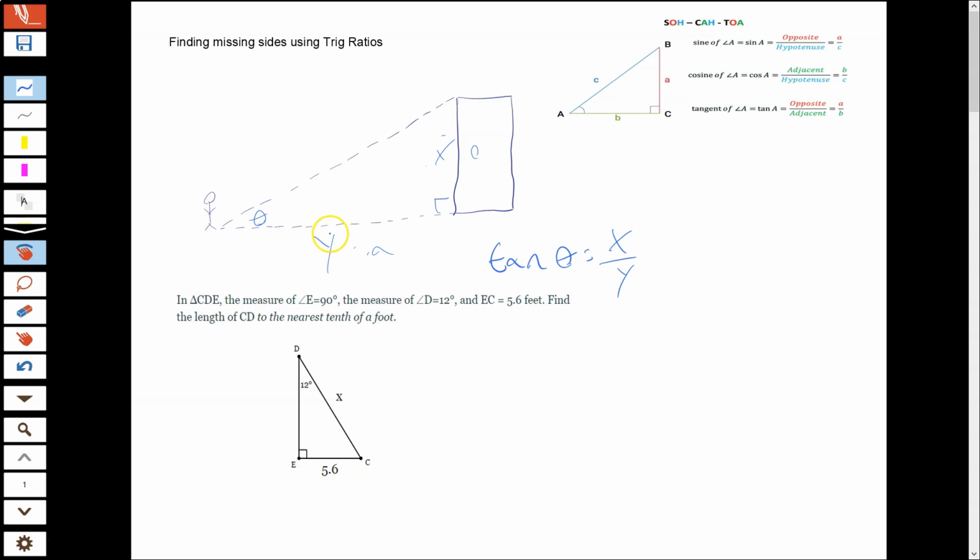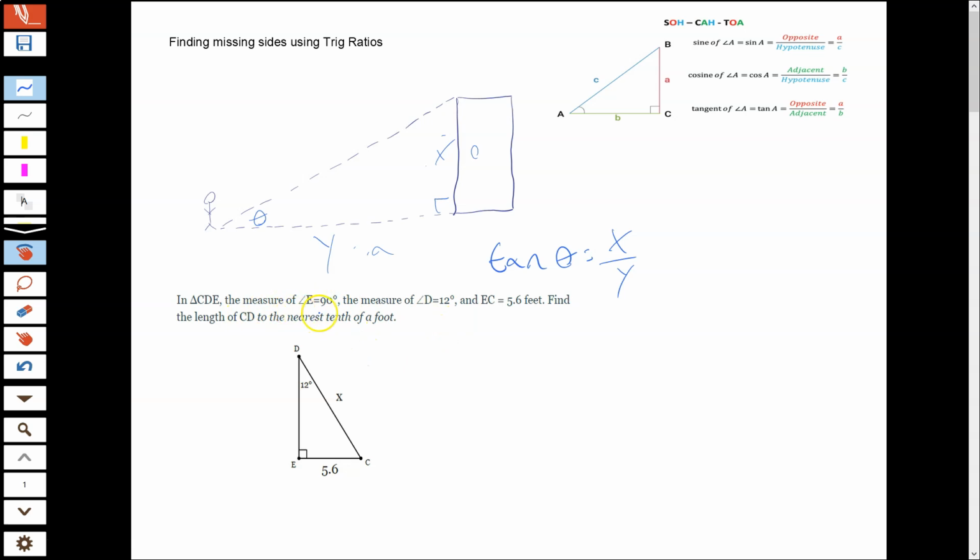And assuming I knew maybe y, and I measured this angle, the angle at which I'm looking up towards the building, I could plug those in, and then I could solve for x. So here is where we return to this idea of finding missing sides based on the angles involved in the triangle. Okay. So let's do a couple of examples here.